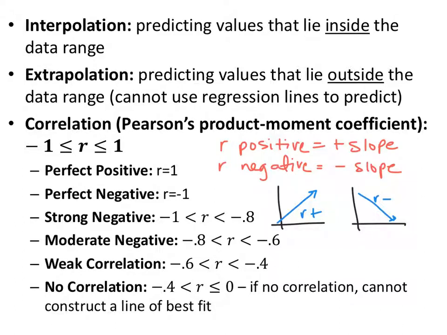So if R is positive, then that means you have a positive slope, so that would be like this graph here. For instance, as the amount of time that you study increases, your score also increases. If R is negative, that means it has a negative slope. So for example, as the amount of time you play video games increases, your test score decreases. So this would be a positive correlation, this would be a negative correlation.